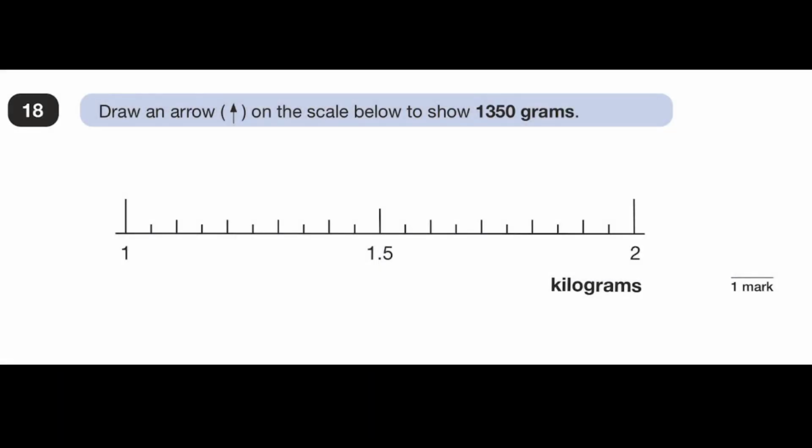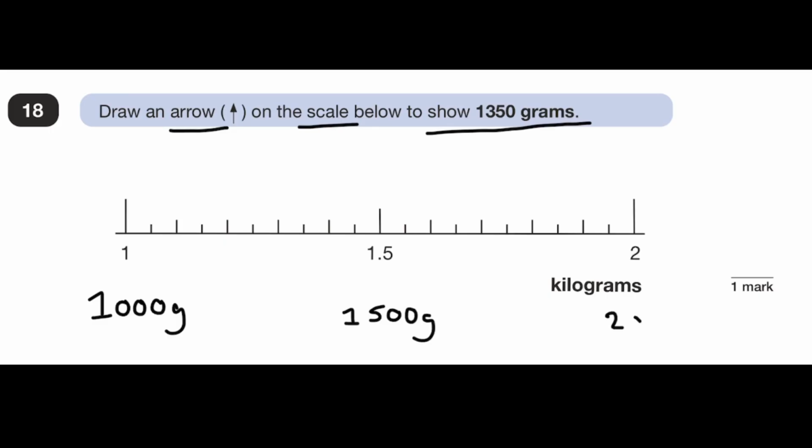Now we're going to be going through a scale question together. It says to draw an arrow on the scale below to show 1,350 grams. As we know, the scale is in kilograms, and 1 kilogram is 1,000 grams. 1.5 kilograms is 1,500 grams, and 2 kilograms is equal to 2,000 grams. We're looking for 1,350 grams, so we know it must be between 1 and 1.5 kilograms.